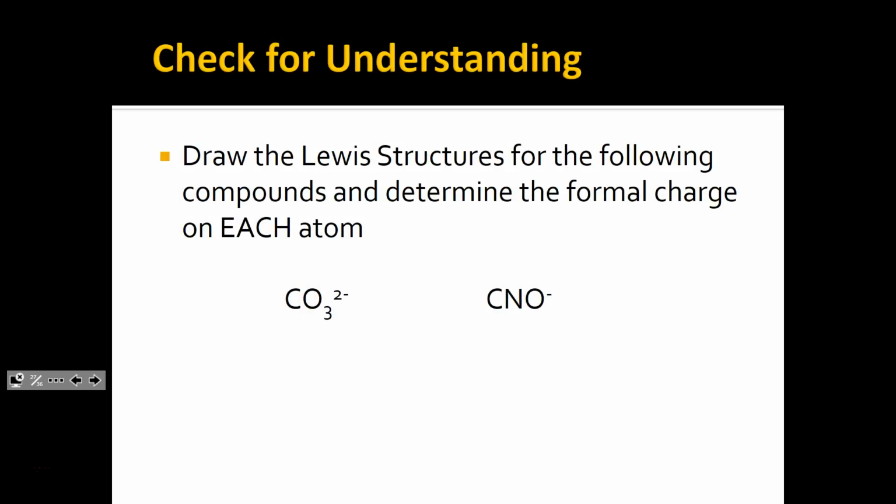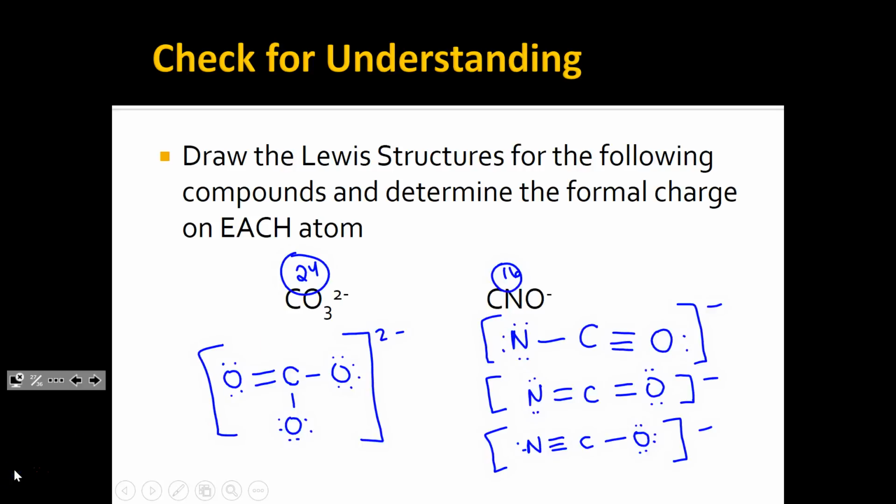All right, so let's do a check for understanding. What I would like you to do is pause the video, draw the Lewis dot structures for both of these species here. You've got ions, and then I want you to assign formal charges to every atom in that structure. So pause the video and then hit play to resume. Okay, so I have the Lewis dot structures for these ions on the screen. I haven't drawn the formal charges yet because I'd like to walk through that together.